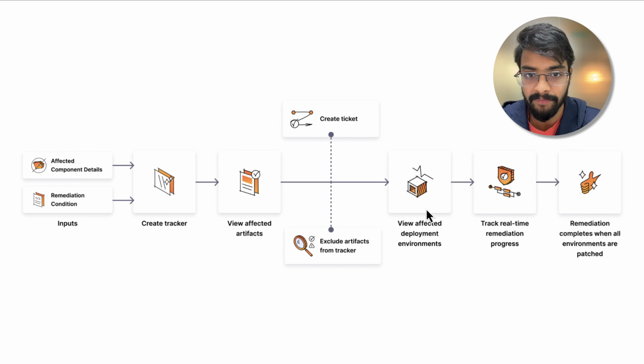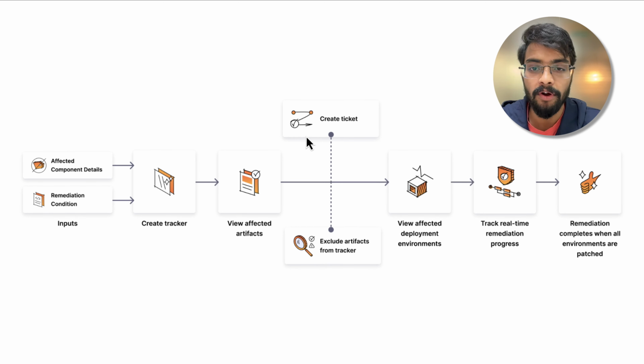With all the artifacts in place, it takes you further deep by listing all the environments where these artifacts are deployed. And next, as you have the tracker in place, it allows you to view the real-time remediation progress, and when all the environments are patched, the remediation completes and the tracker gets closed. So this is pretty much the life cycle of a remediation tracker in Harness SCS.